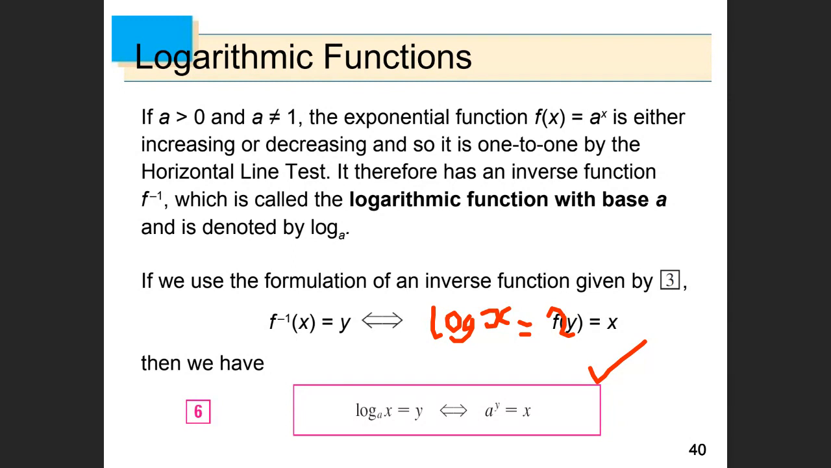So in this case, if I apply definition 6, we see that x is going to be equal to 10 to the power 2. All right, 10 to the power 2. So I just applied definition 6.